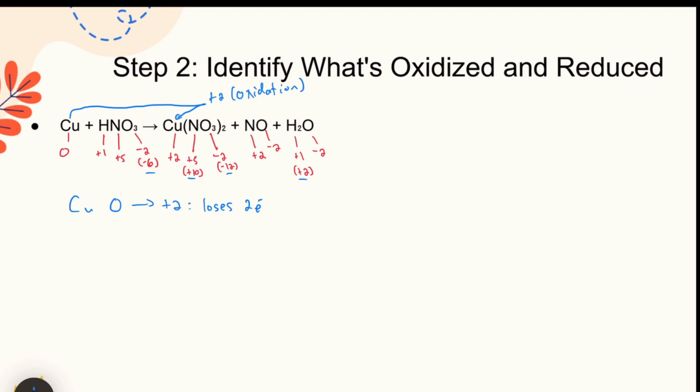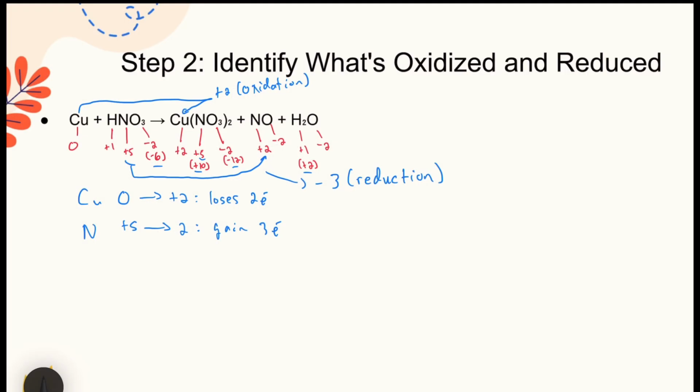Now for the second change in oxidation number, if I look at the nitrogen, it goes from plus 5 to plus 5, well, that's not a change, but the nitrogen from here to here undergoes a decrease in oxidation number. It actually decreases by 3. So if the nitrogen goes from plus 5 all the way to 2, then that must have gained 3 electrons. And so the nitrogen undergoes reduction.